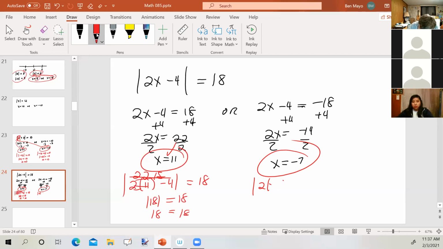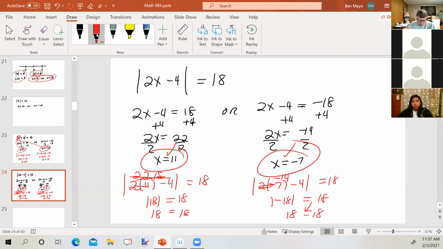Okay. The absolute value of, let's see, 2 times negative 7 minus 4 equals 18. 2 times negative 7 is negative 14. Negative 14 minus 4 is negative 18. But the absolute value of negative 18 is 18. Once again, 18 equals 18, and the solution checks.